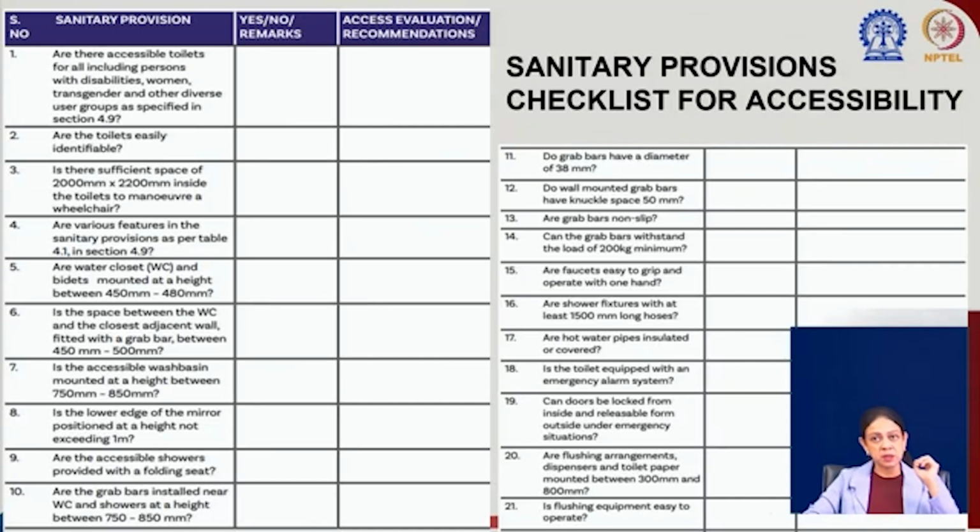Sanitary: whether the doorway has adequate space to turn the wheelchair. What are the heights of these sanitary fixtures? What is the height of the WC? Are there grab bars? What is the height of the water closet? So all these points, everything will come here.